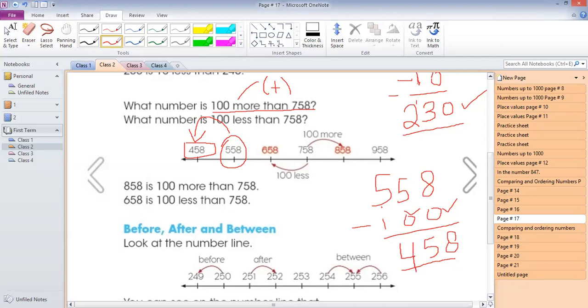The answer is 458. So today you learned about 1 more than, 1 less than, 100 more than, 100 less than, 10 more than, and 10 less than. Everything is clear to you guys? Yes, sir.